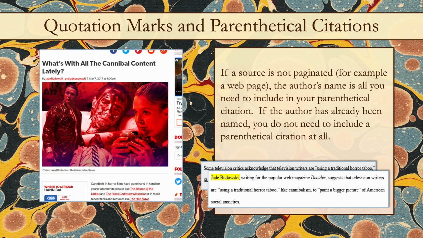Literature works a little differently. With primary sources, if you're using an unpaginated primary text, you'll want to include paragraph numbers. And we'll talk about that, like I said, in part 3 of this series.